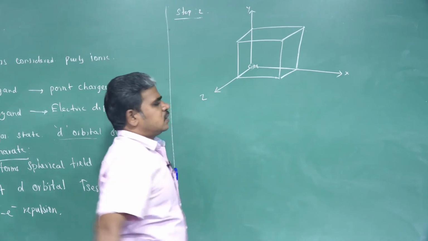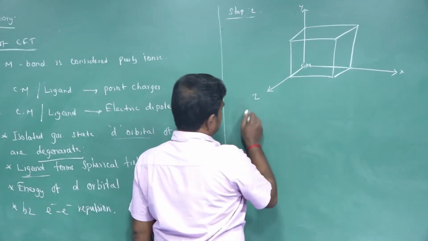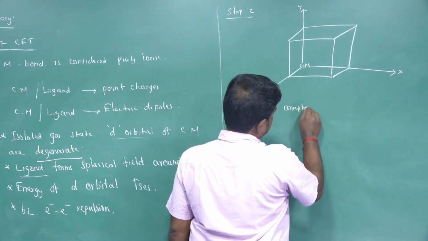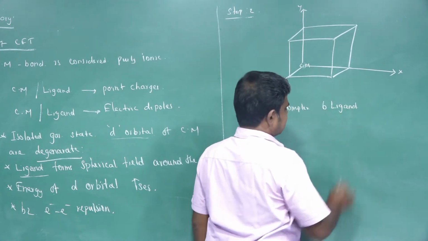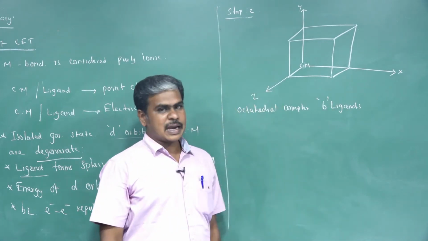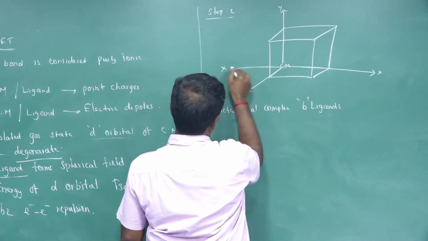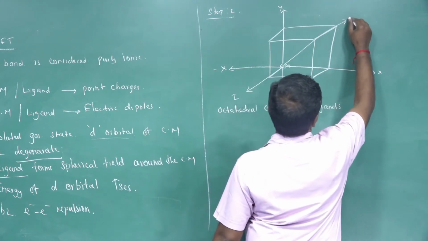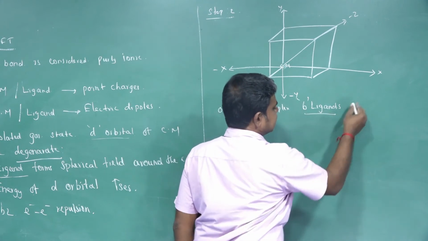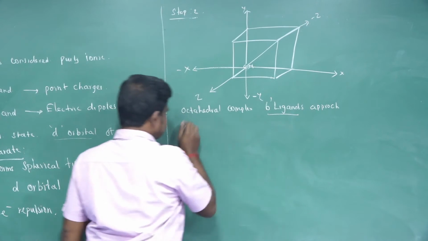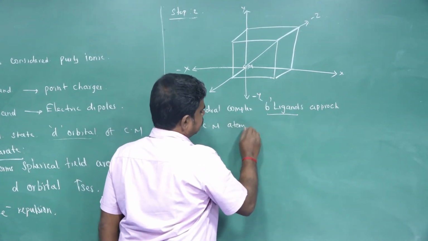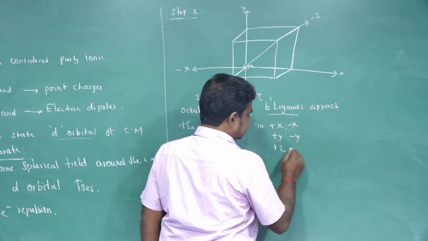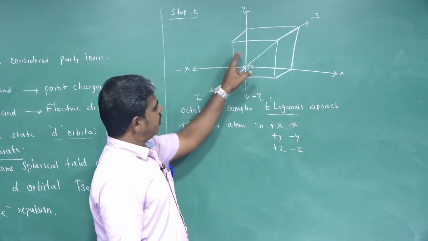Now in the octahedral field, there are 6 ligands. So in octahedral complexes, these 6 ligands approach the central metal atom along plus x and minus x, plus y and minus y, plus z and minus z.